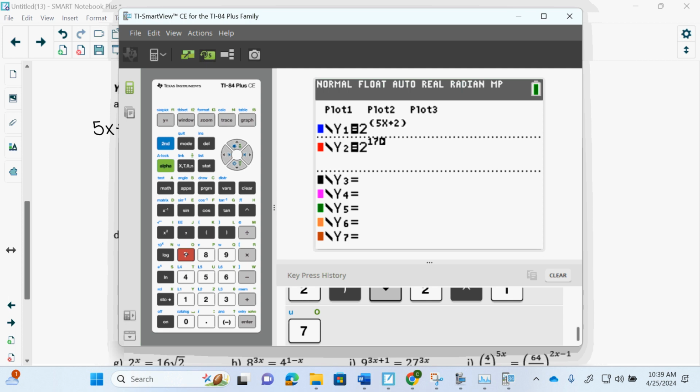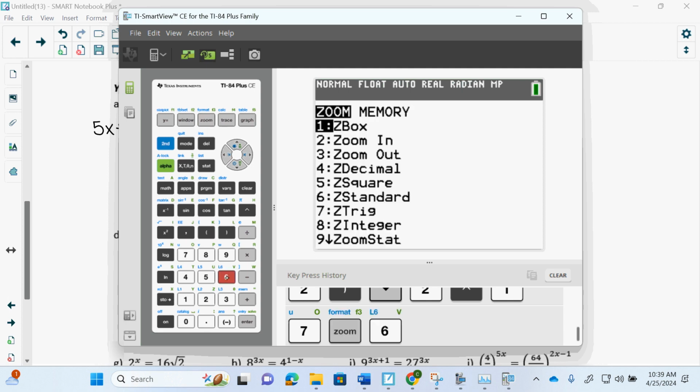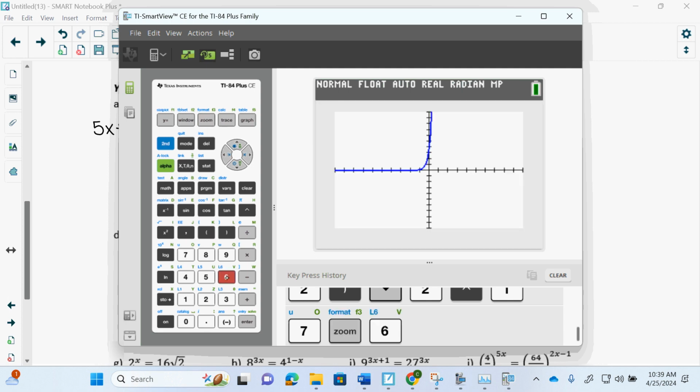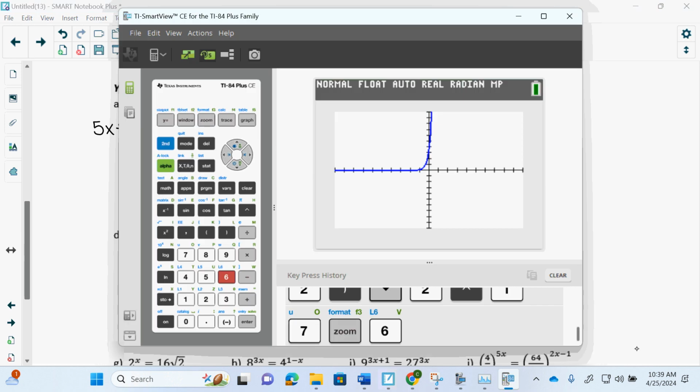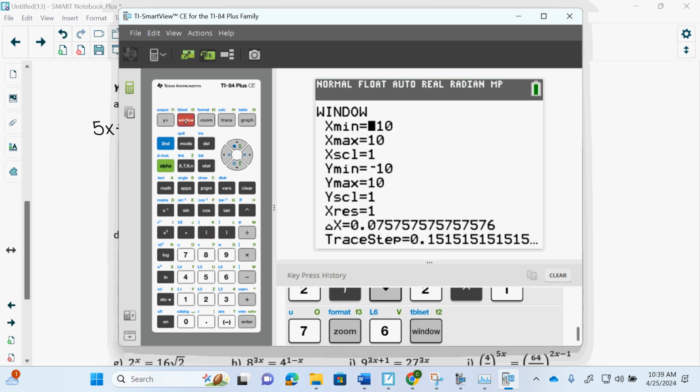Then we press zoom 6, go back to our standard window. What was the answer we were looking for? It was 3, correct? When I go to find the intersection of these two graphs, I need to make sure my window has the answer in it. I'm between -10 and 10. Does my answer fall in there? Yes, so it's good. If my answer was 26, I would have to make sure that 26 would fall in my x's.